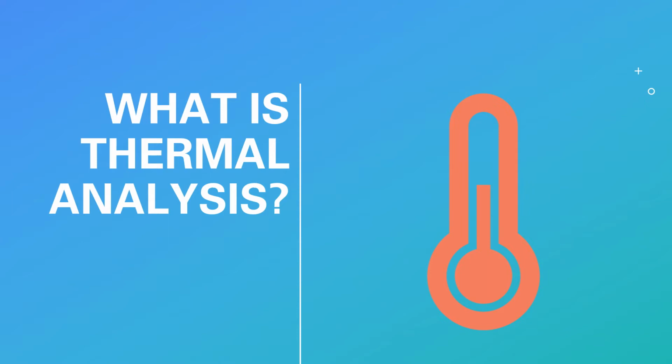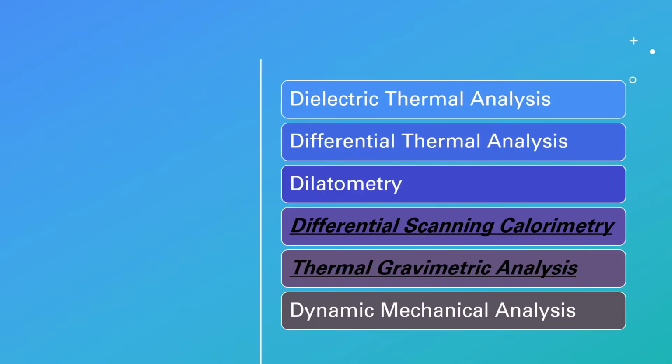Thermal analysis is a branch of material science where the properties of materials are studied as they change with temperature. Several methods are commonly used. These are distinguished from one another by the property which is measured. We have here several types of thermal analysis. I only mentioned some of the examples. We have dielectric thermal analysis, differential thermal analysis, dilatometry.